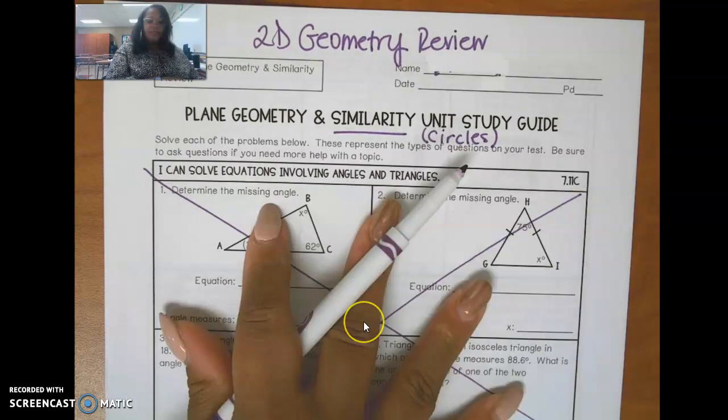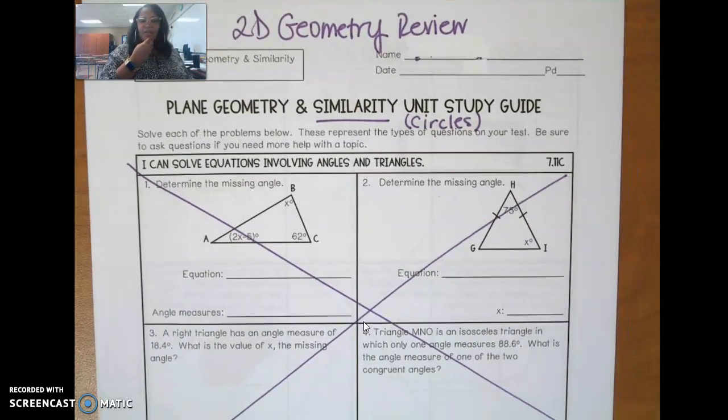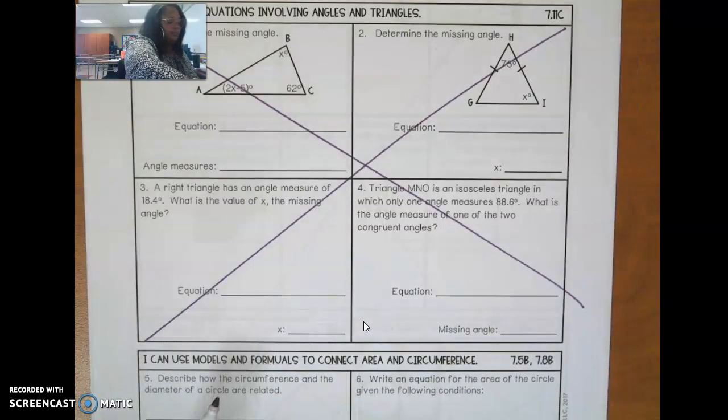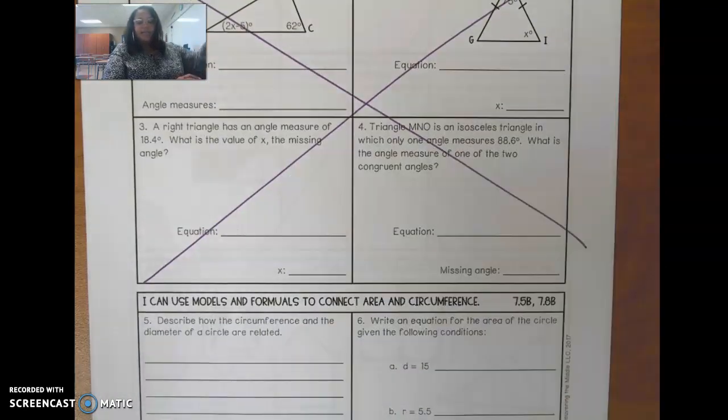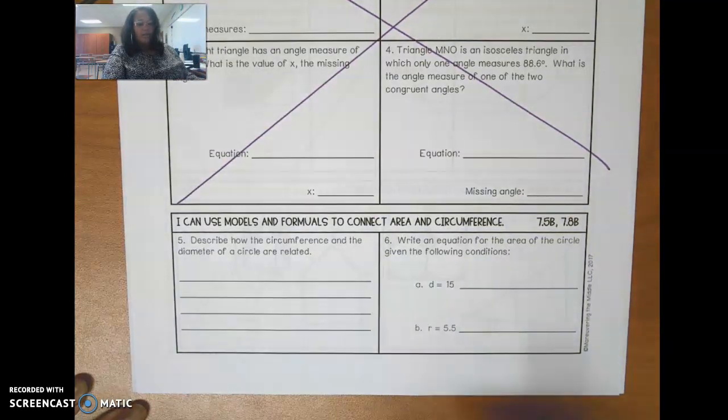So we're going to skip this part up here because we didn't really talk about triangles and we're not being tested on those until later, if at all. And then down here at the bottom, it says I can use models and formulas to connect area and circumference. All right, describe how the circumference and the diameter of a circle are related.